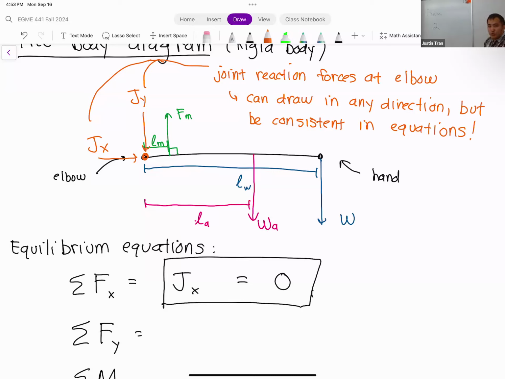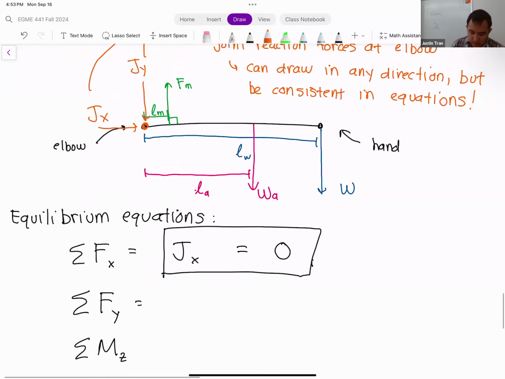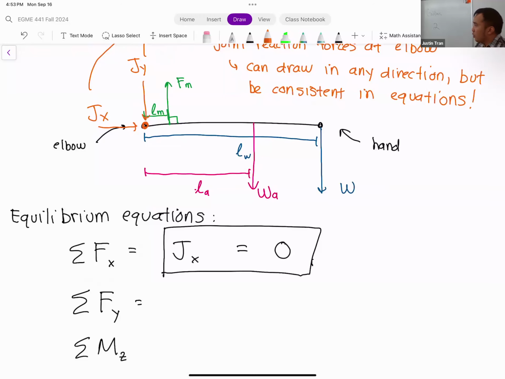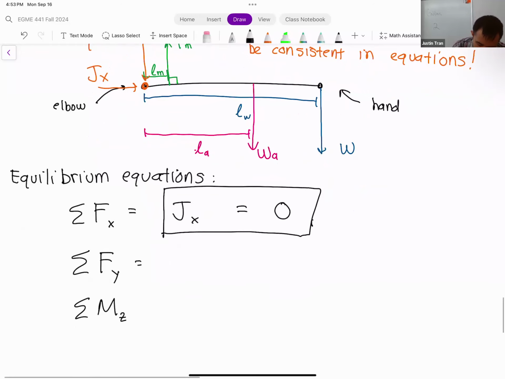There will come a time, when we're doing multi-segment analysis, where the direction will matter a bit more. But we're only doing single segment static analysis at this time, so the direction here doesn't matter all too much. But in this case, we drew JY going in the negative direction. So when we sum this up, we're going to have a negative JY.